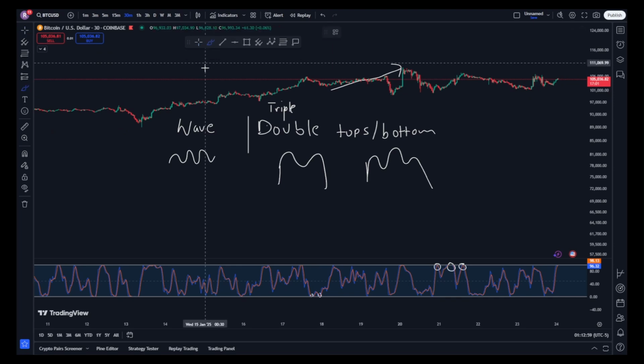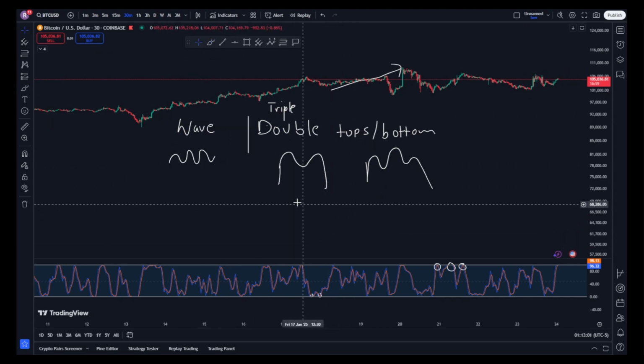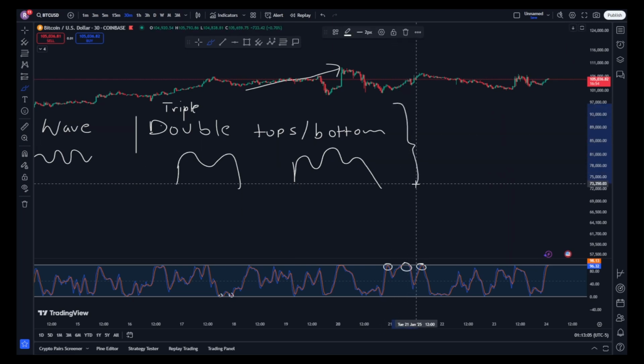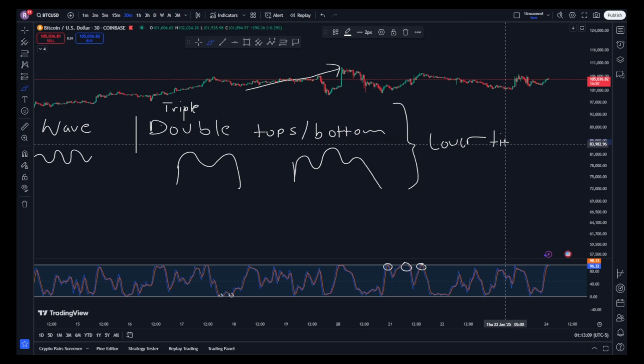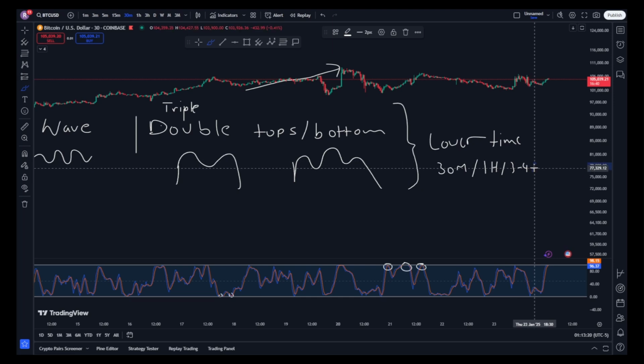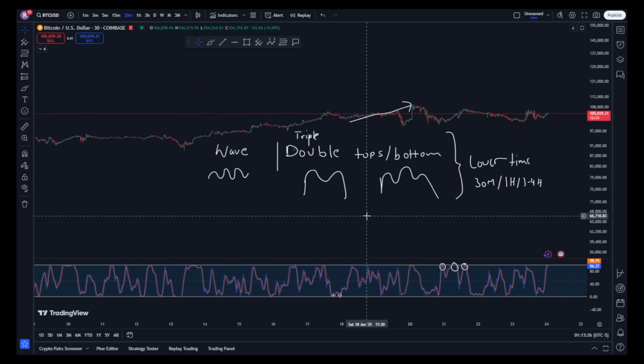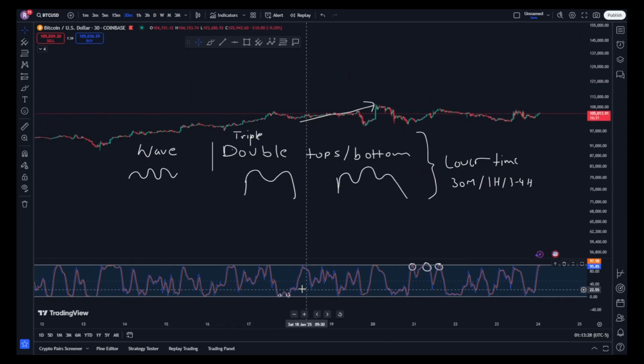So this is an important distinction to make, and honestly, the double tops and bottoms, you're going to see these more on the lower time frames. So your 30 minutes, your 1 hour, and your 3 or 4 hours. Personally, I like to use the 3 over the 4 hour. So this is another important distinction to make when it comes to RSI.